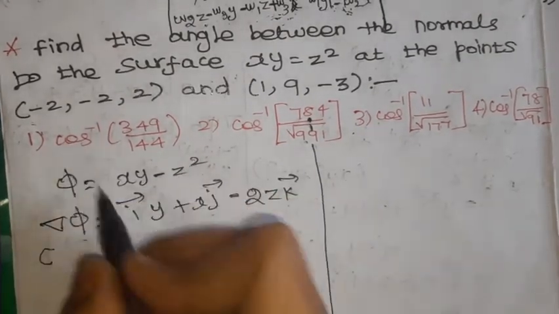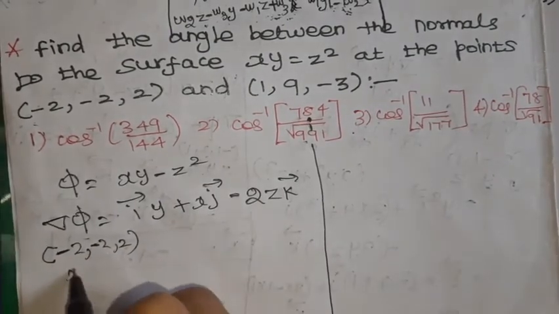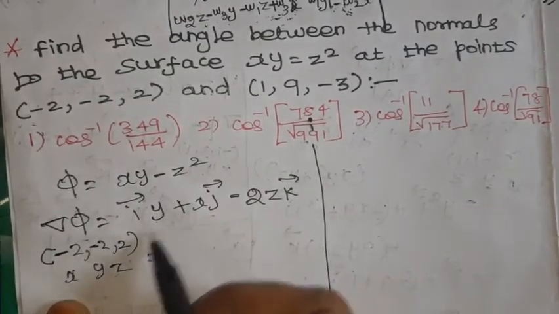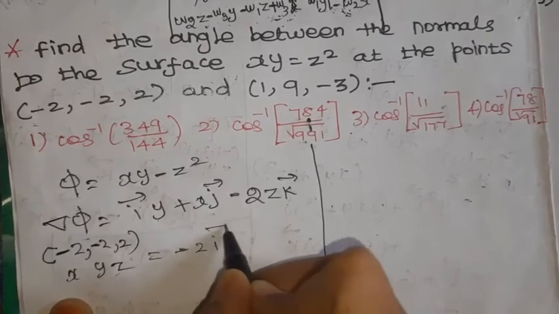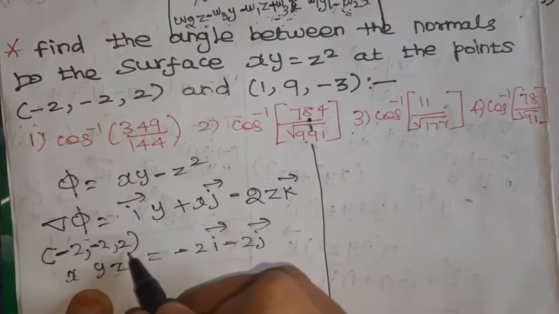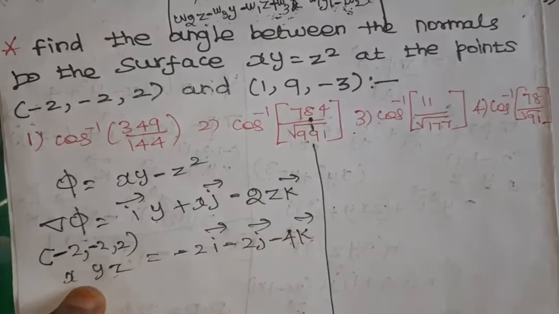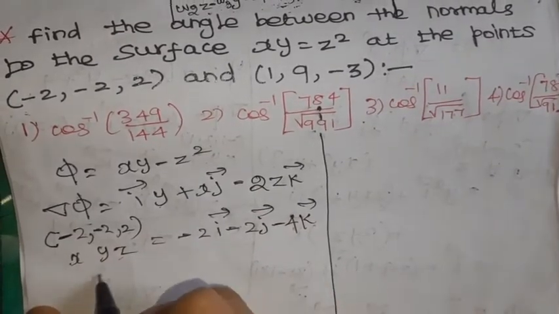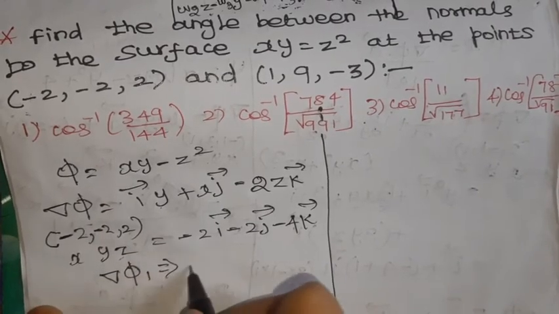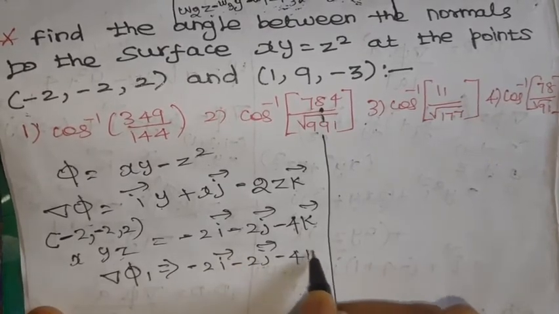Now del phi at the point minus 2 comma minus 2 comma 2. So this is x, y, z. Just substitute the values of x, y, z in this equation. y equal to minus 2, so minus 2i, x is also minus 2, minus 2j, z equal to plus 2, so 2 into 2, 4, minus 4k. Take this as del phi 1. Del phi 1 equal to minus 2i minus 2j minus 4k.